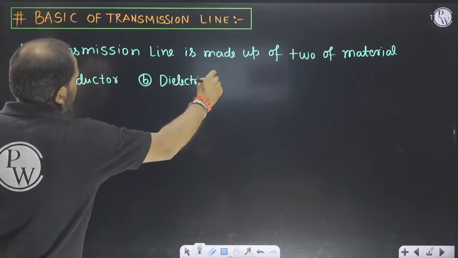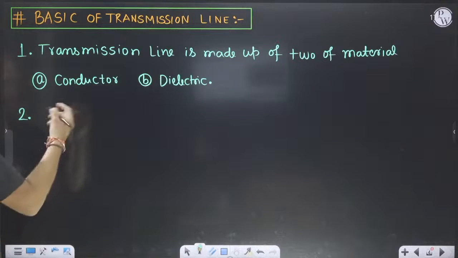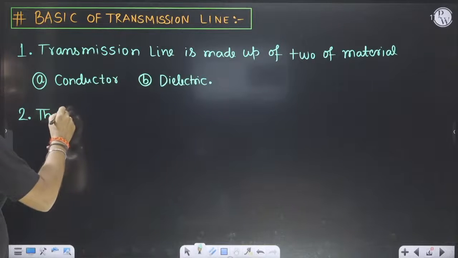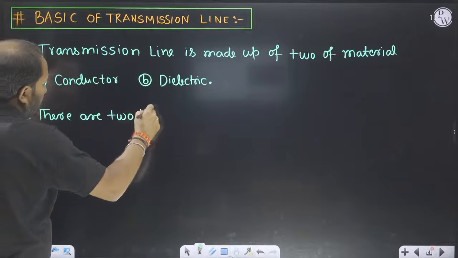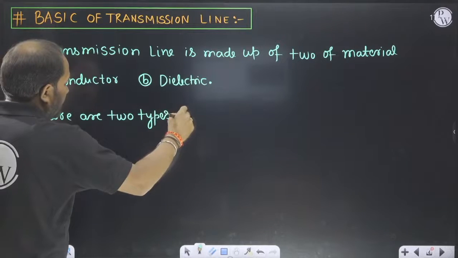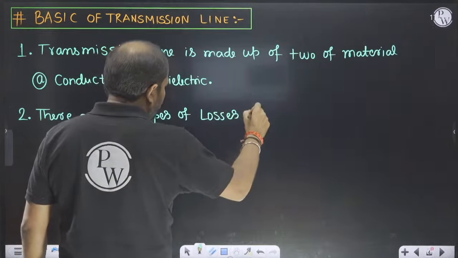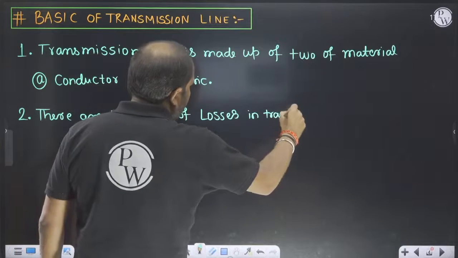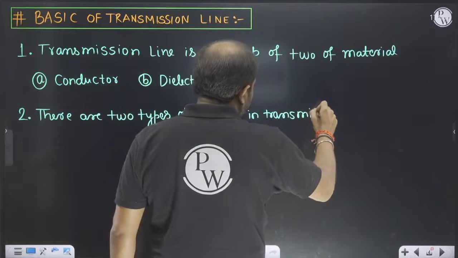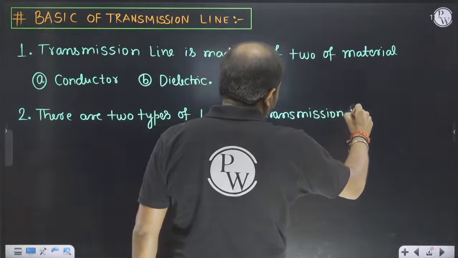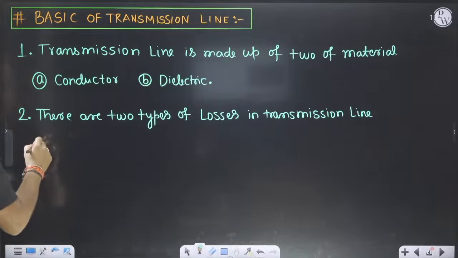So there are two types of losses in the transmission line. In a transmission line there are two types of losses. The first one is conductor loss.